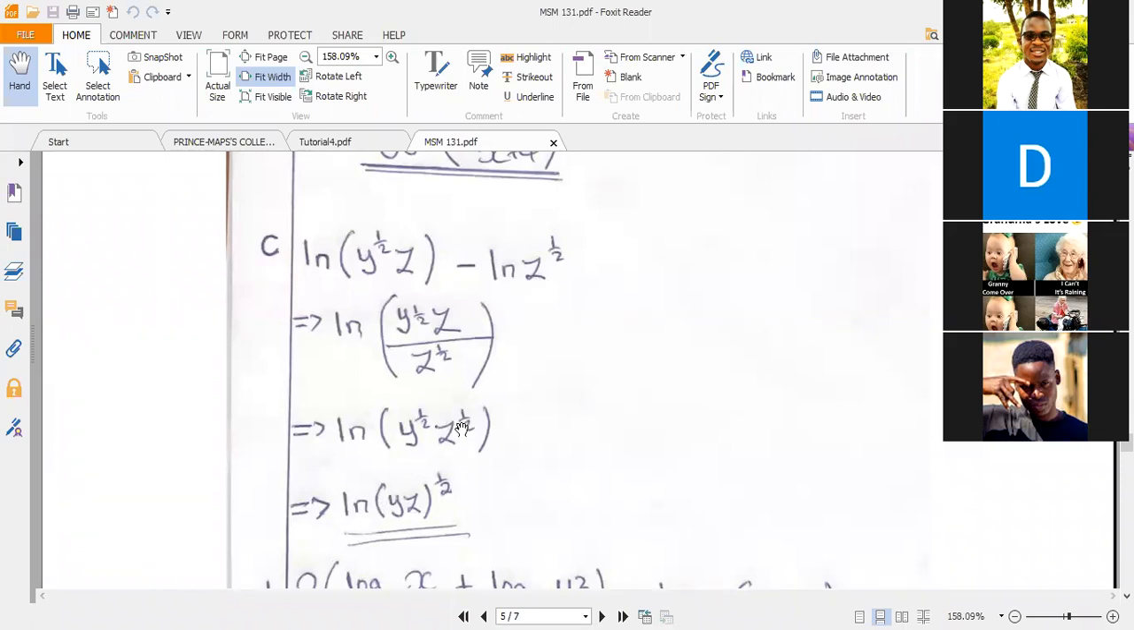So after we get that, at that point, we can simply get the half outside. We can put the half outside the bracket and say ln of yz, open in brackets, to the power half.